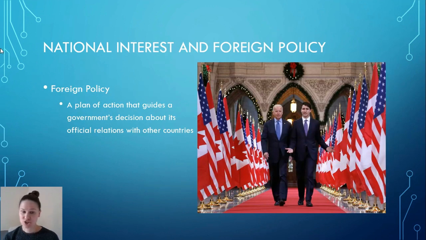To understand national self-interest, we need to understand the term foreign policy. So foreign policy is really just a country's official plan in how they're going to relate to other countries. So every country has one, even if their foreign policy is that we don't relate to others. That would be an isolationism type of stance. When we're talking about foreign policy, it means what are your values and some of your key decisions around how you're going to relate to others.